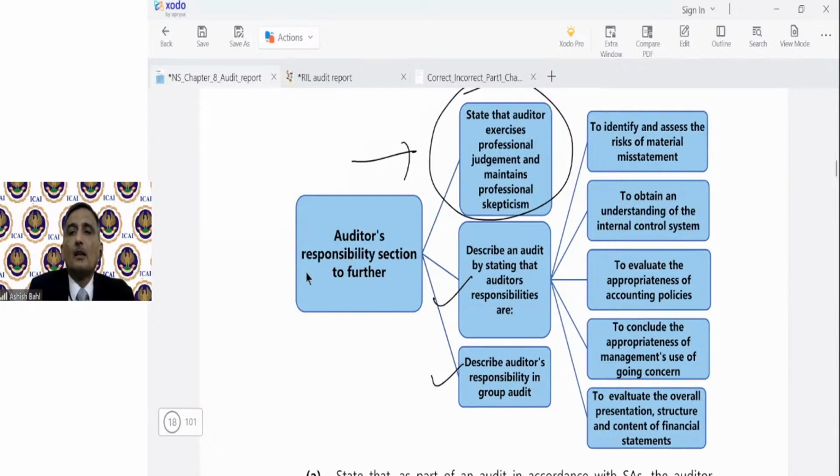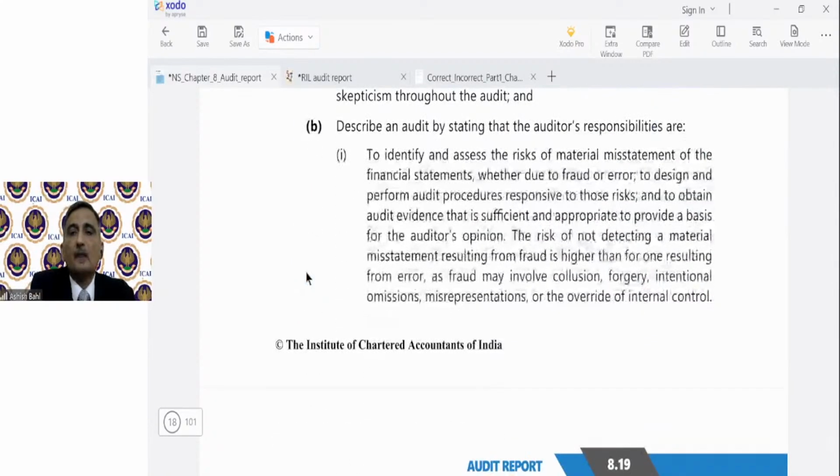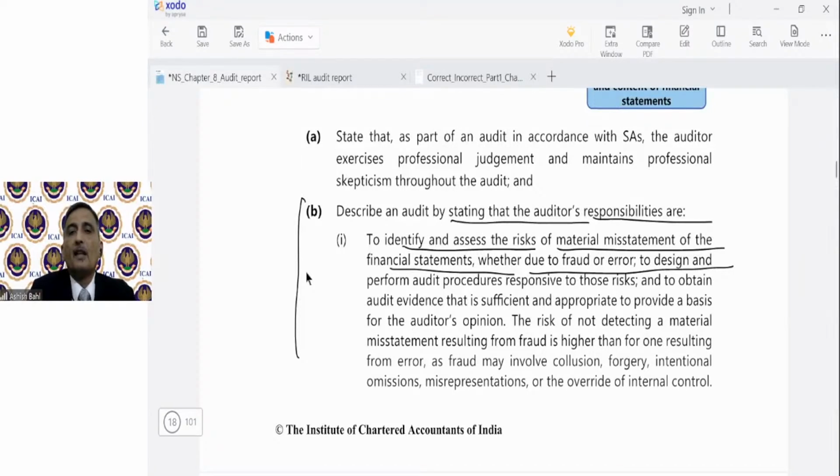So these are to identify and assess the risk of material misstatement, to obtain an understanding of internal control, to evaluate appropriateness of accounting policies. So all these things we have read just in the report. Describe an audit by stating that auditor's responsibilities are to identify and assess the risk of material misstatement, whether due to fraud or error, to design and perform audit procedures responsive to those risks, and to obtain the audit evidence that is sufficient and appropriate for auditor's opinion.